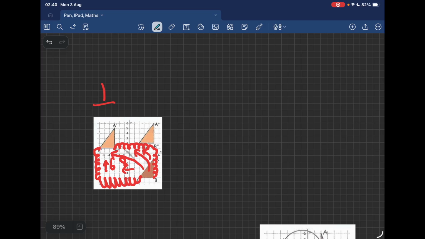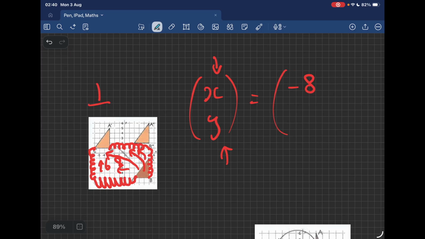And we have something called a column vector where we can write that nicely. What this basically means is how much has it moved in the x, how much has it moved in the y. We know that going to the left in the x is actually -8, and going up in y is +6. So this is our translation vector that goes ABC to A dash, B dash, C dash.